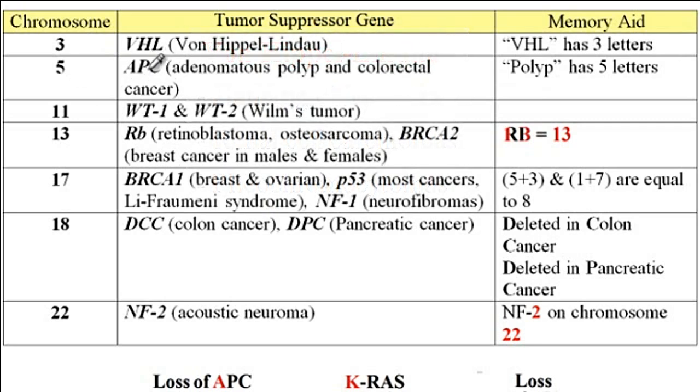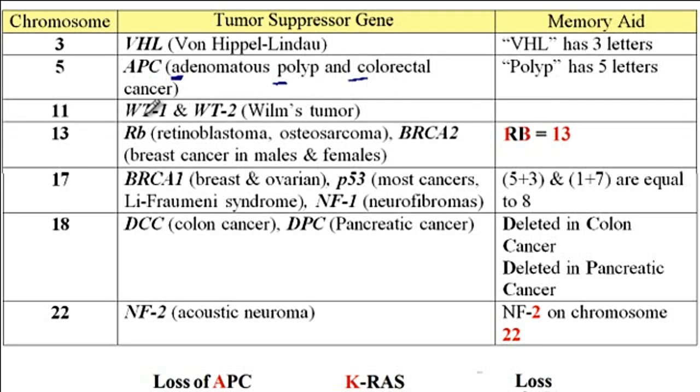The next tumor suppressor gene is the APC, which stands for adenomatous polyp and colorectal cancer. So adenomatous polyp and colorectal cancer, so APC. And this tumor suppressor gene is located on chromosome 5. So the way you can memorize it is that the word polyp has 5 letters. So APC is located on chromosome 5. And again, I will return to APC and discuss how this gene can lead to the development of colon cancer.